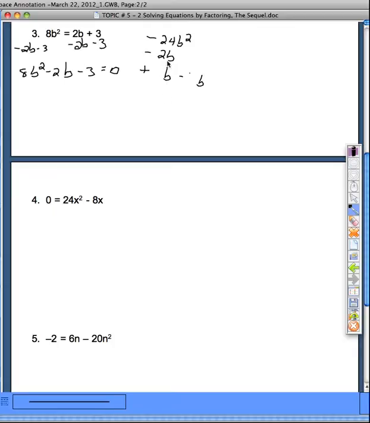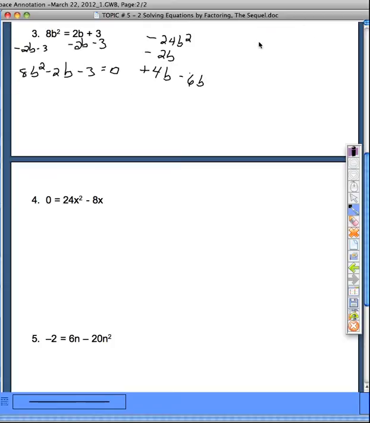So that should be 6 times 4. 6 and 4 are 2 units apart. So my negative will be the 6 because I need it to be a negative 2b when I add it. So those would multiply to give me negative 24, add to be negative 2. Now you can use the box or you can factor by grouping.